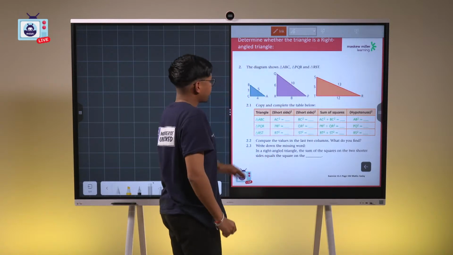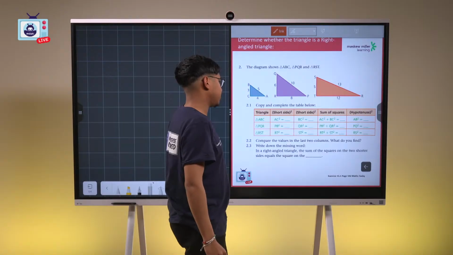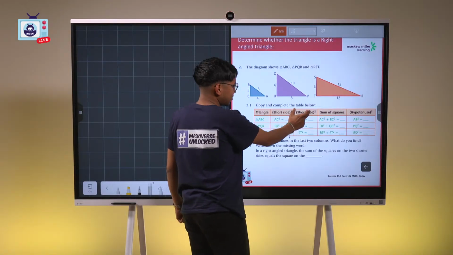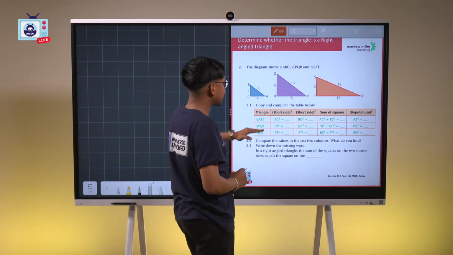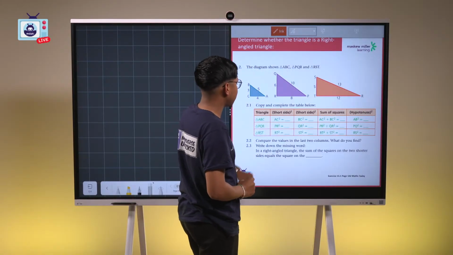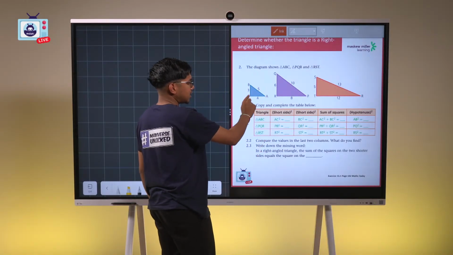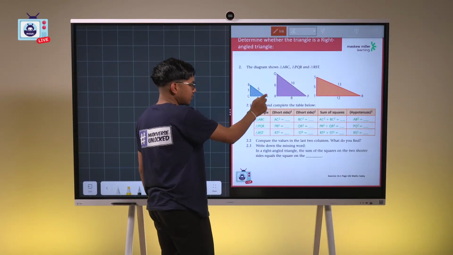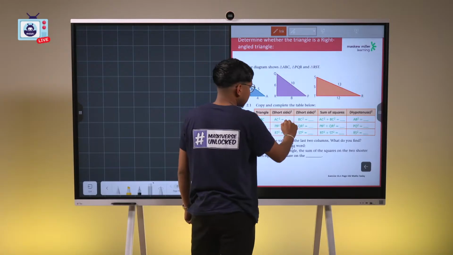So let's see. We give it the angle ABC, PQR, RST. So here's my short sides, the sum of the squares, and the hypotenuse. So obviously, we're talking about the angle ABC only. So AC, so where's my side AC? Here it is. Remember, I have 3 sides in my triangle. If I square AC, 4 squared is what? 16. So here I have 16.